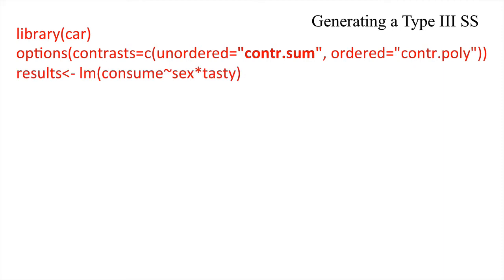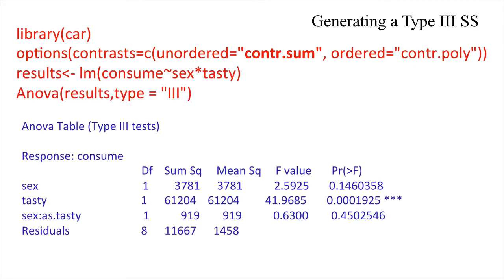Here is the fit of the model again. But this time we're actually going to look at it in terms of running a type 3 sum of squares using the Anova function with capital A. And you'll see that we get precisely the same results for our particular data because our design was perfectly balanced.